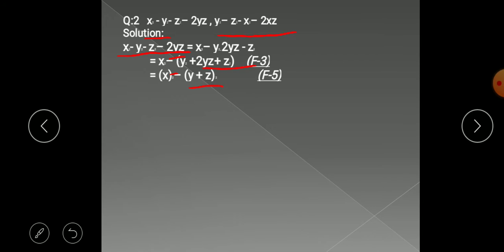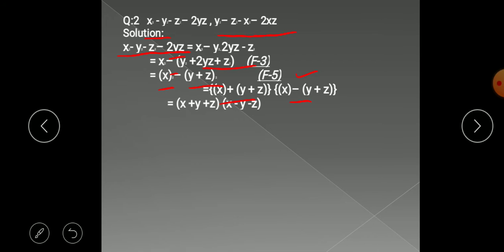Now again I observed here x square, the square of the first term, minus the square of the second term. So we will use formula number 5. Formula number 5 gives x plus, writing both terms first with the positive sign and then with the negative sign. So we will get x plus y plus z and x minus y minus z.